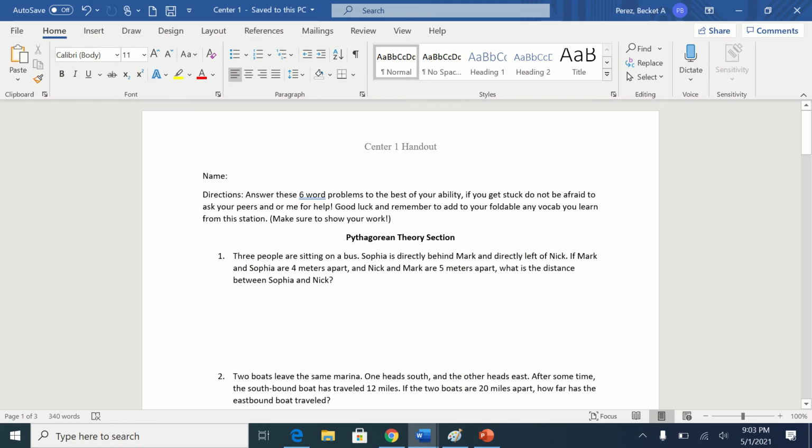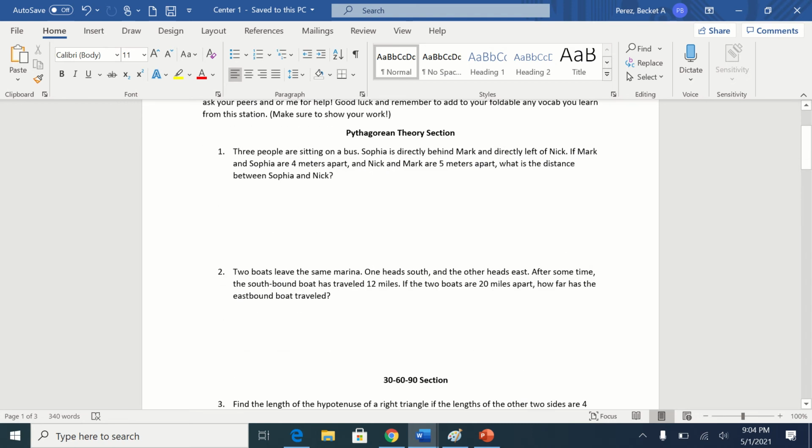So center 1. The directions. Answer these 6-word problems to the best of your ability. If you get stuck, do not be afraid to ask your peers and/or me for help. Good luck and remember to add to your foldable any vocab you learned from this station. Make sure to show your work. So I will be here at this station with the students, just in case they need help or some guidance.